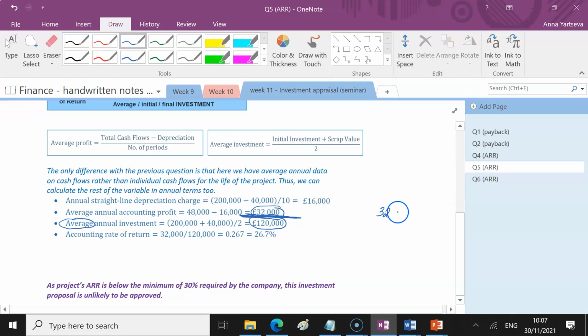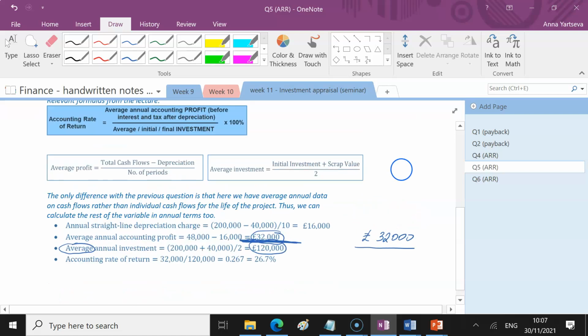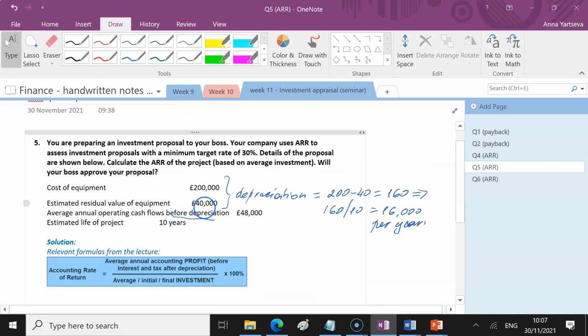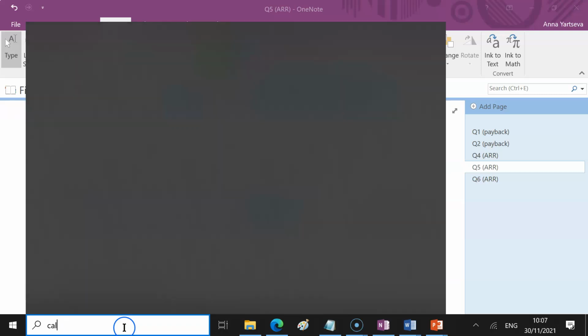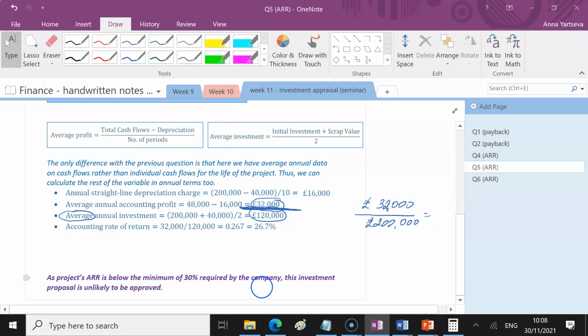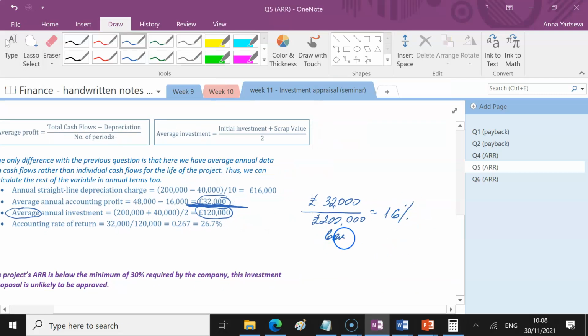If we divide this figure, 32,000 pounds, our annual profit, by the initial investment, which is 200, you will get even worse. So 32 divided by 200, 16% only. So if you base the figure on initial investment, it's even worse.